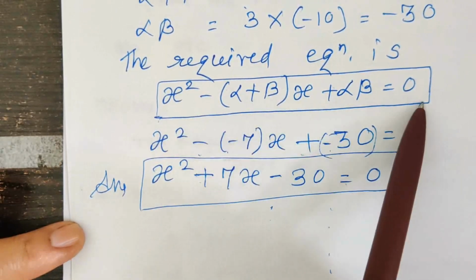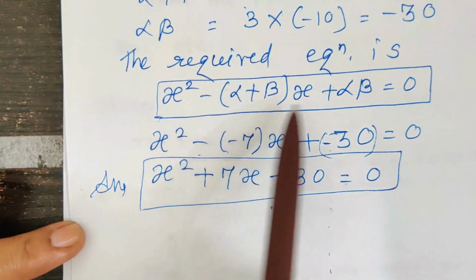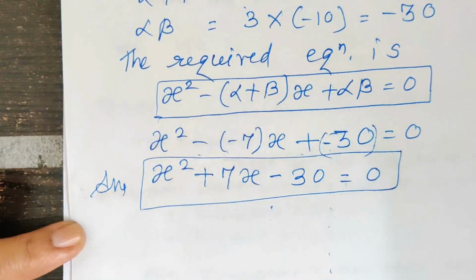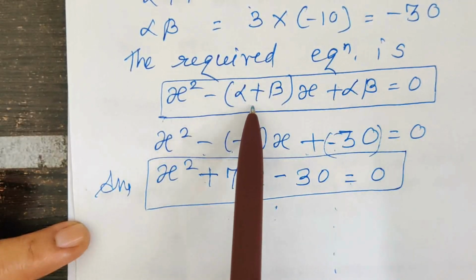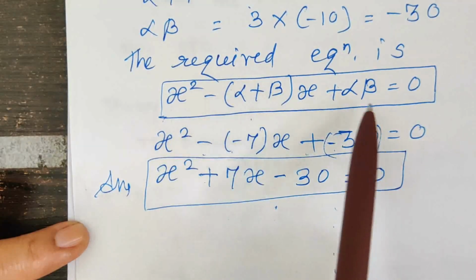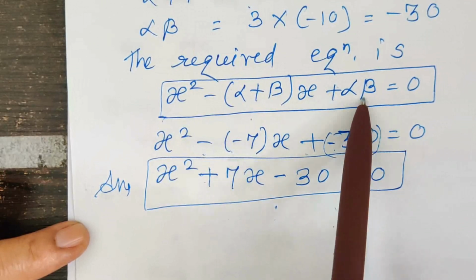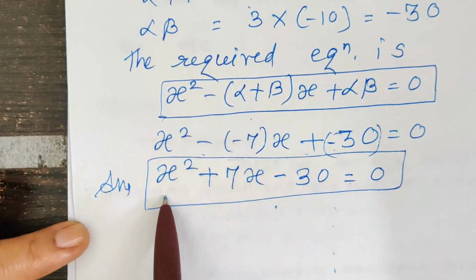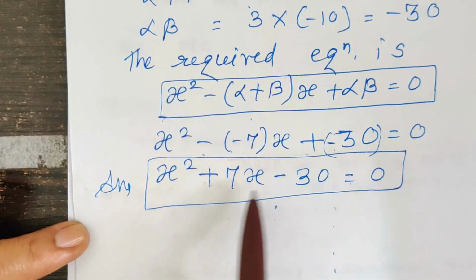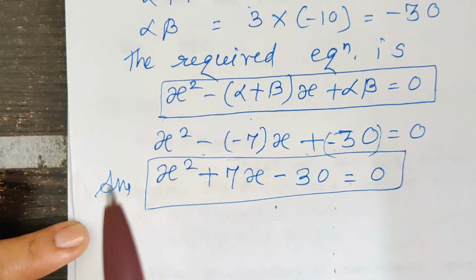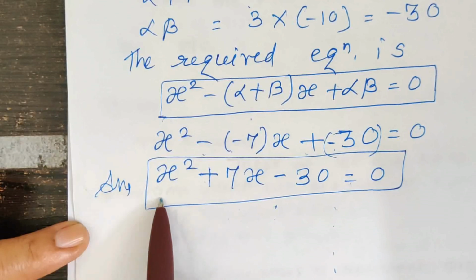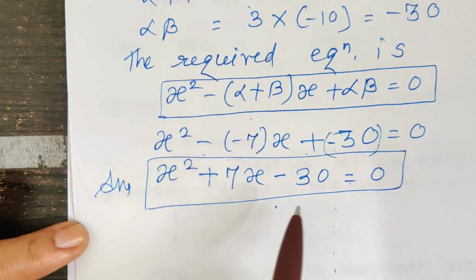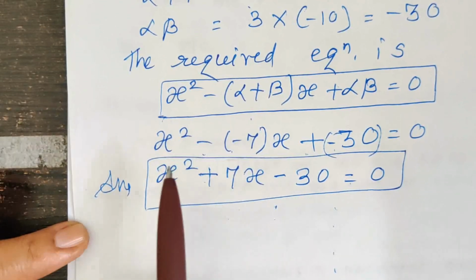And this is the formula, you can say. It is a quadratic equation actually. In this, if you put these values, you will get the quadratic equation. We have with us alpha plus beta, we have with us alpha into beta. Put the values in this. Just think about the signs, calculate it and write it down. Here the required quadratic equation is x square plus 7x minus 30 equal to 0.